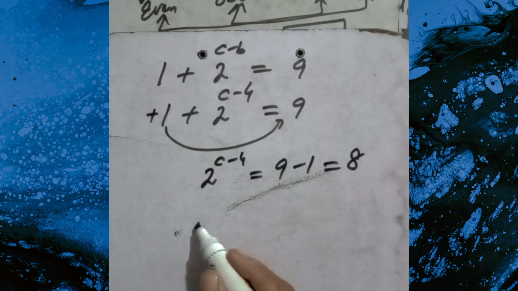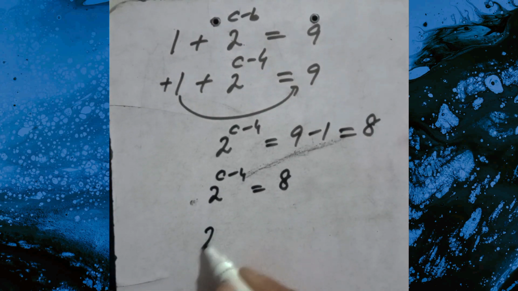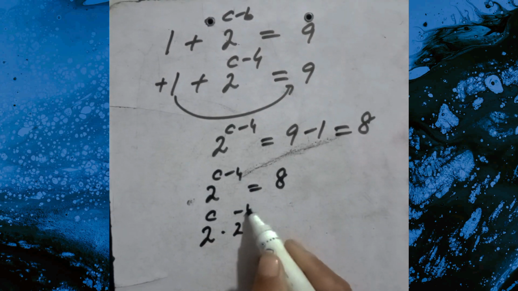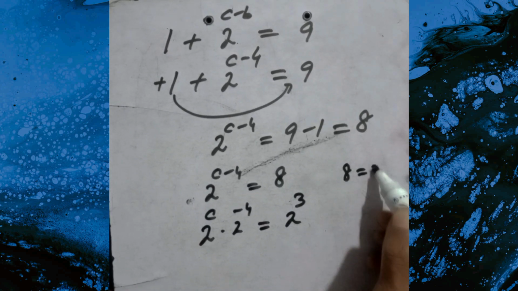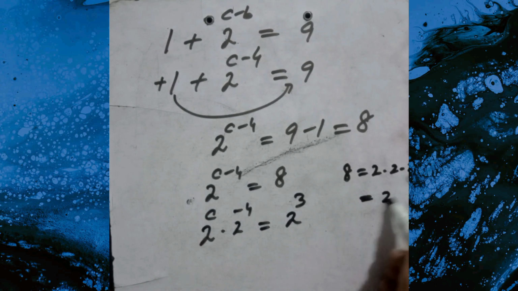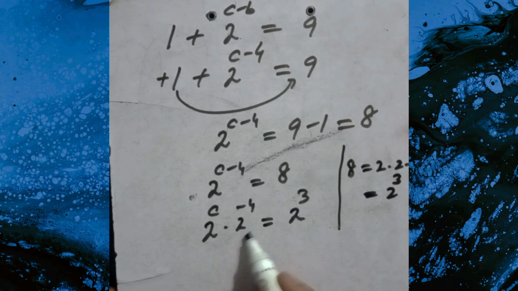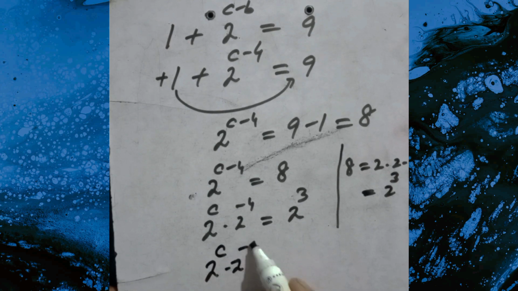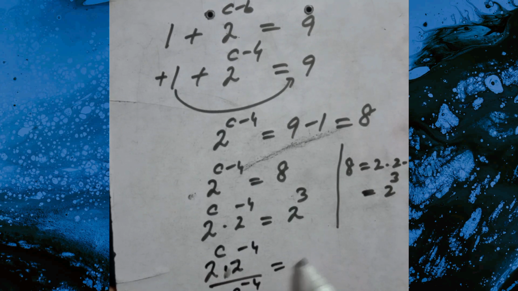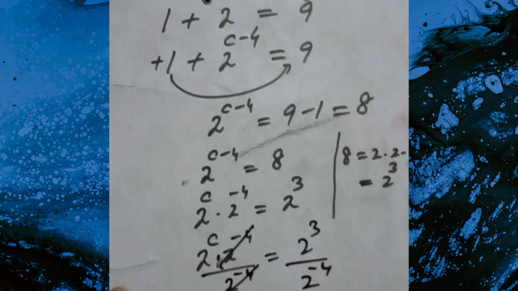Now continue the process. 2 power c minus 4 is equal to 8. Now separate this one: 2 power c and 2 power minus 4 is equal to, here we can write 2 power 3, because 8 we can write as 2 into 2 into 2, so 2 power 3. Now we finish this video because we require 2 power c. Dividing both sides by 2 power minus 4, we multiply by 2 power minus 4, and 2 power 3 divided by 2 power minus 4. Both are cancelled to each other.